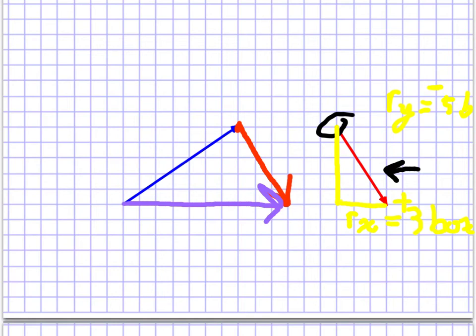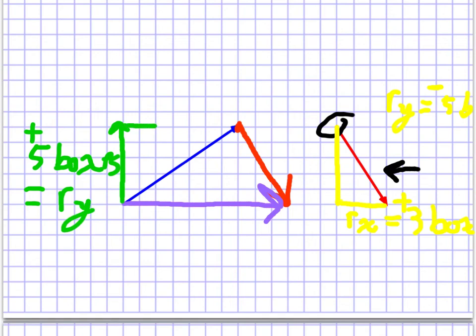Now let's do it for the blue vector. It has vertically 1, 2, 3, 4, 5 boxes, and those are up, so those are positive, and that's Ry, vertical. And then horizontally it has 1, 2, 3, 4, 5, 6, 7 boxes. And those are to the right, so those are also positive. And by the way, that was Rx for that one.